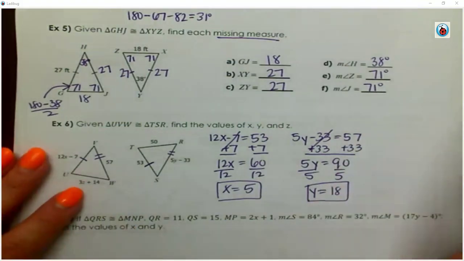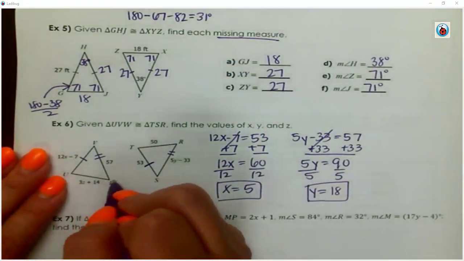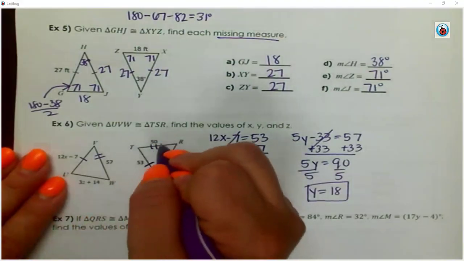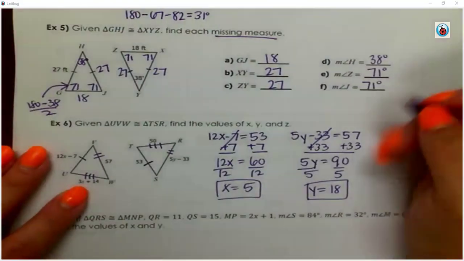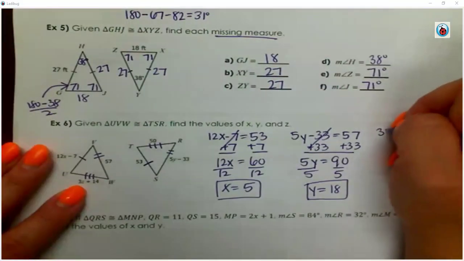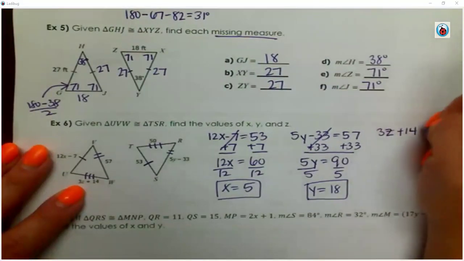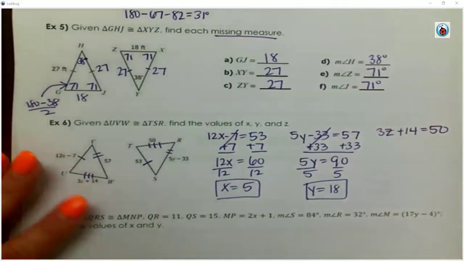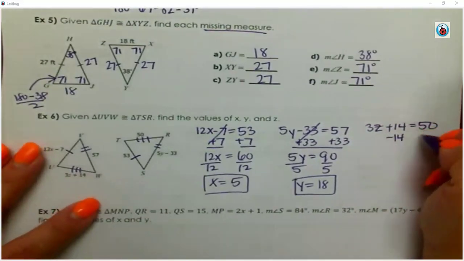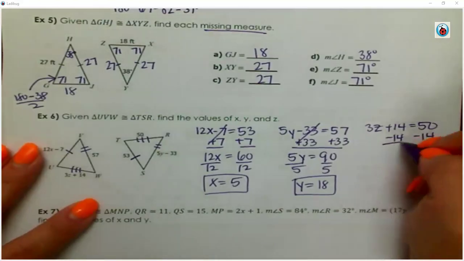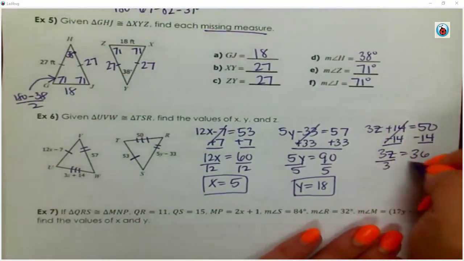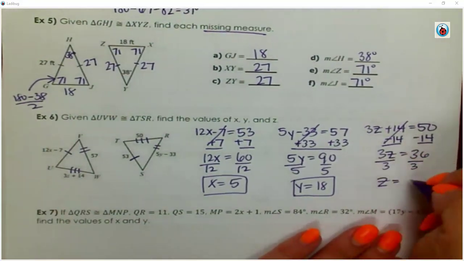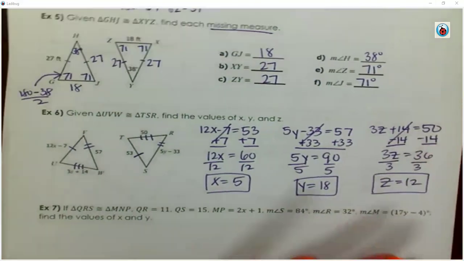Then the last part. UW is the same as TR. So I'm going to mark these with 3 tick marks because those I know are congruent. To set up this equation, I have 3z plus 14 equals 50. I can subtract 14 on both sides. This is gone. 3z equals 36. Then I divide by 3, and z equals 12.